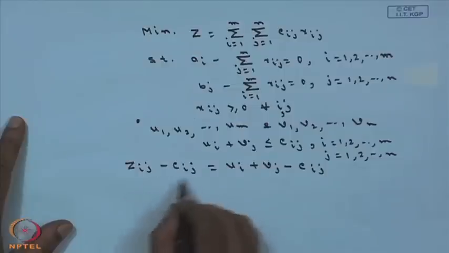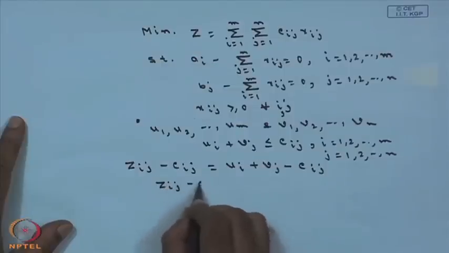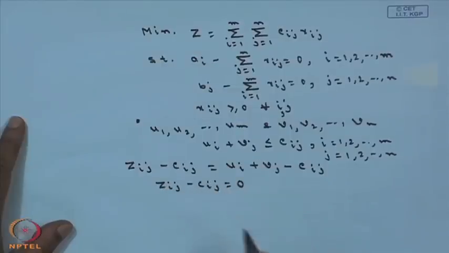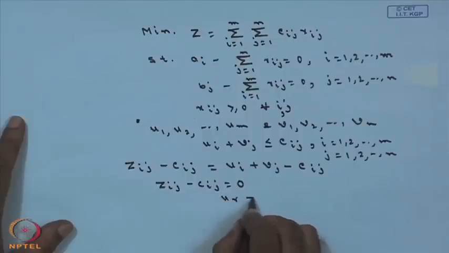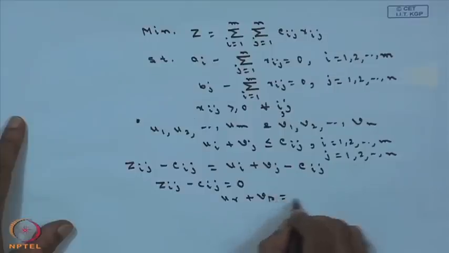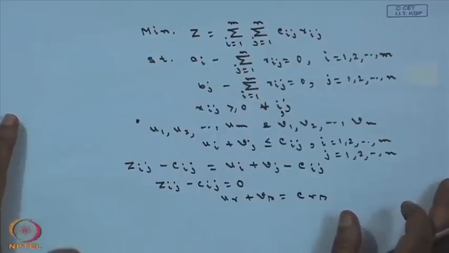Your z_ij minus c_ij should be equal to 0, or for a particular value of i and j, say for i equals r and j equals s, this condition should always be satisfied: u_r plus v_s equals c_rs.